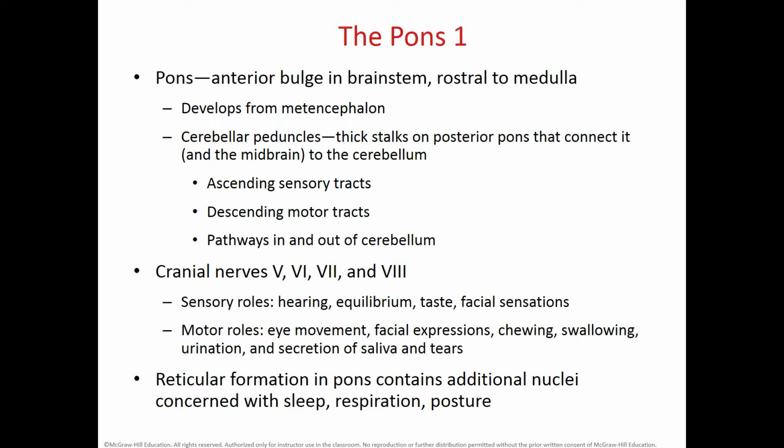the cerebellum. Within the pons we have cranial nerves 5, 6, 7, and 8: trigeminal, the facial nerve, which is number 7, abducens, which is 6, and 8, which is vestibulocochlear. This pons has roles in hearing, equilibrium, taste, and facial sensations. And it has motor roles like eye movement, facial expressions, chewing, swallowing, urination, and secretion of saliva and tears, because these cranial nerves provide all this type of information.